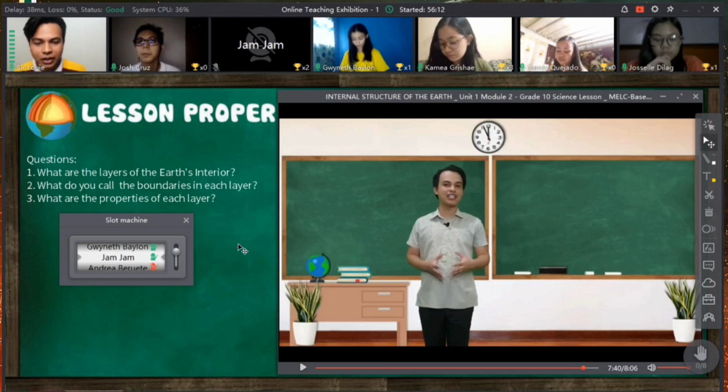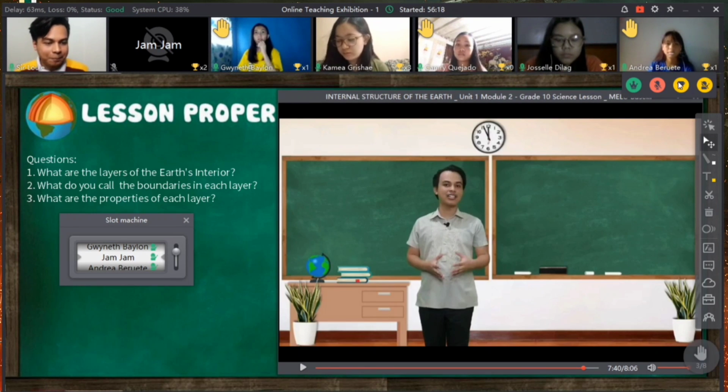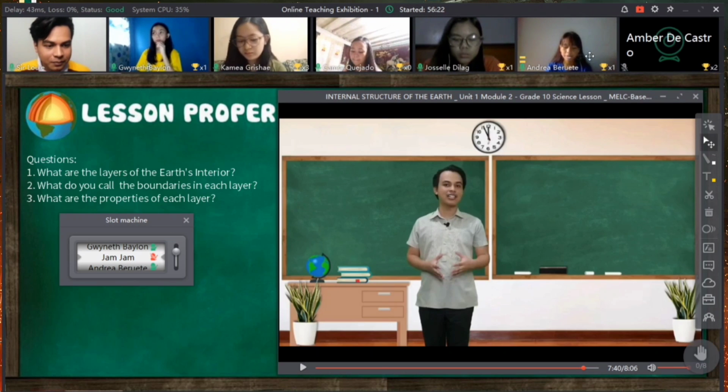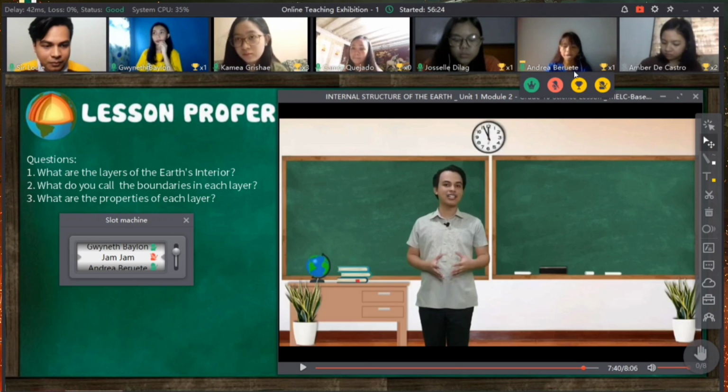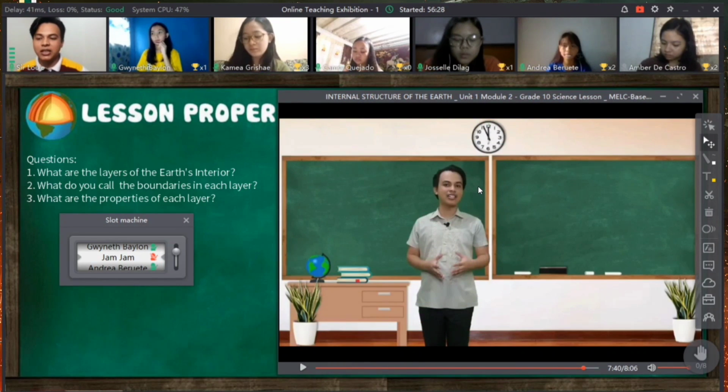Any volunteer? Where can you find the Lehmann discontinuity? Dea. We can find the Lehmann discontinuity between the inner core and the outer core layer. Okay, very good. So we can find the Lehmann discontinuity between the inner core and the outer core.